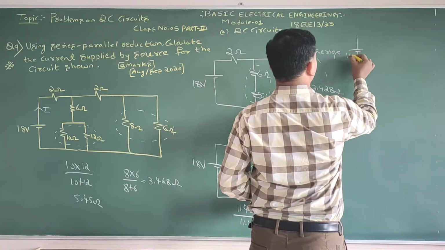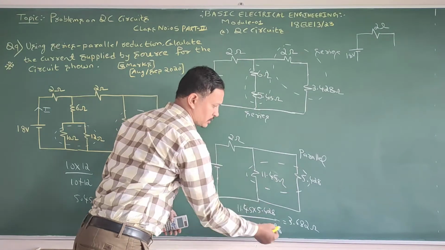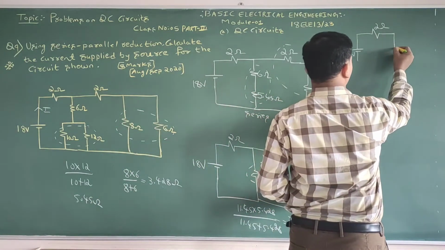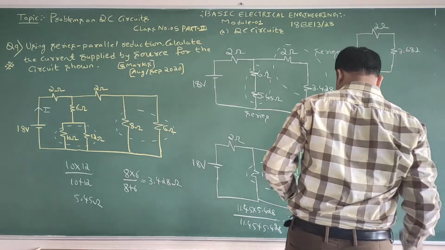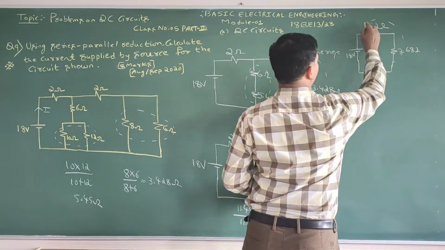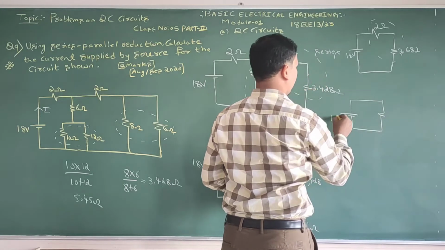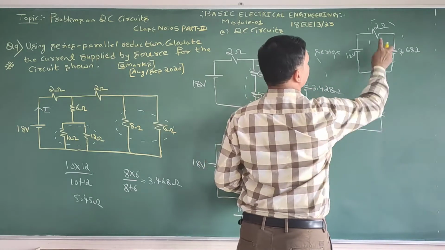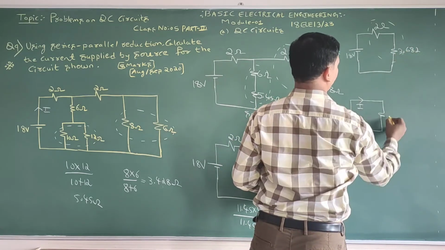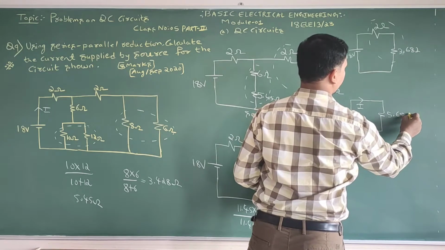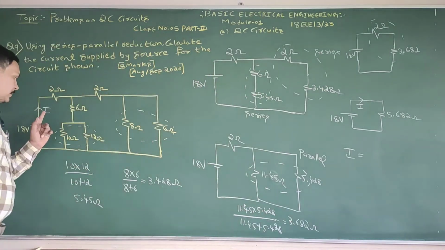Now draw the network. 18 volts, 2 ohms. The answer for this combination is 3.682 ohms. Now these two are in series, so the network becomes only one resistor. For the 18 volt supply, add 2 plus this, and we get 5.68 ohms. Now they ask to determine the supply current.